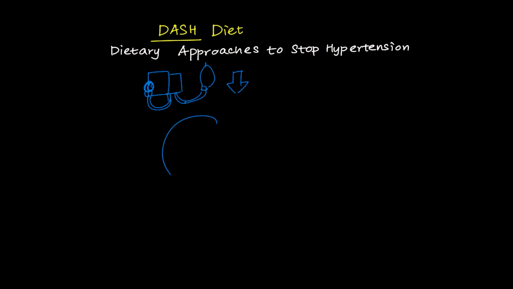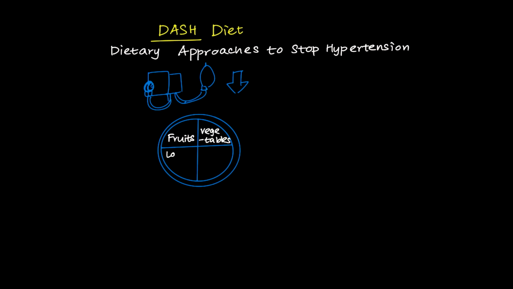The pattern pushes fruits, vegetables, whole grains, and low-fat dairy while pulling back on sodium, saturated fat, and added sugar. High potassium from produce helps the kidneys drop excess sodium. High calcium and magnesium from dairy support healthy vascular tone. Low sodium reduces fluid retention.